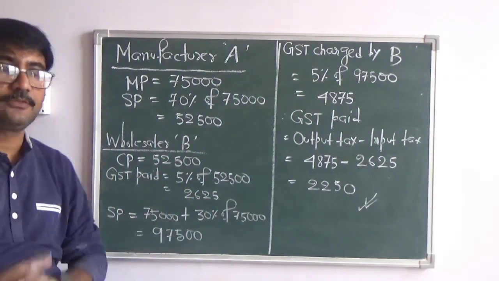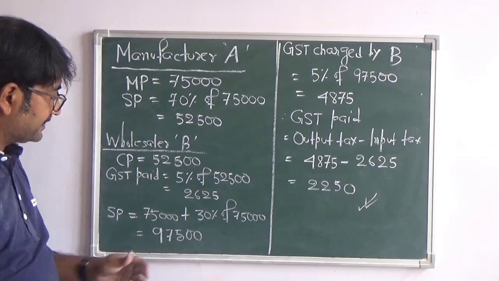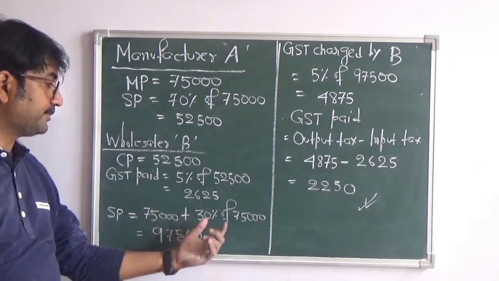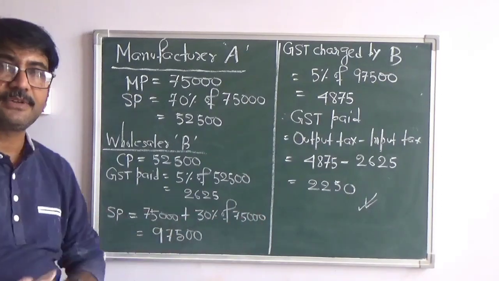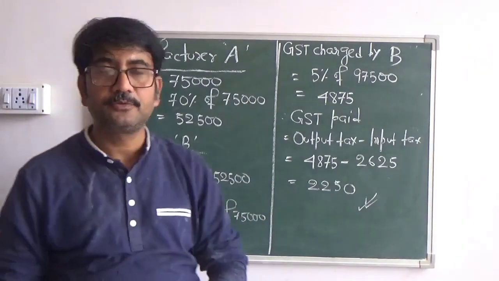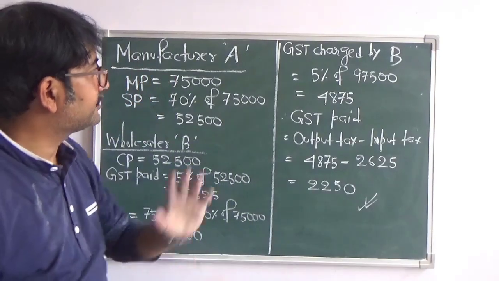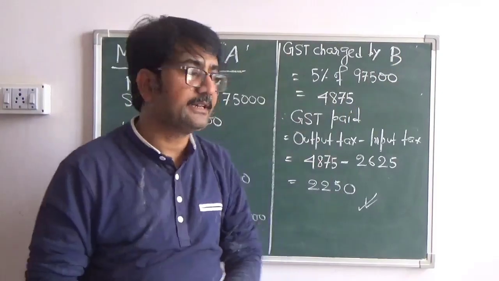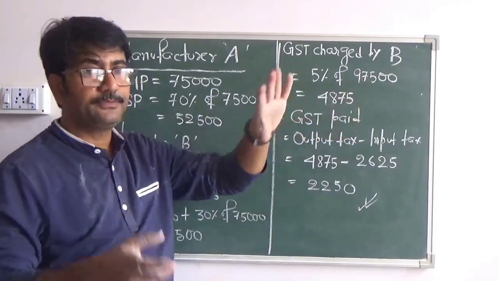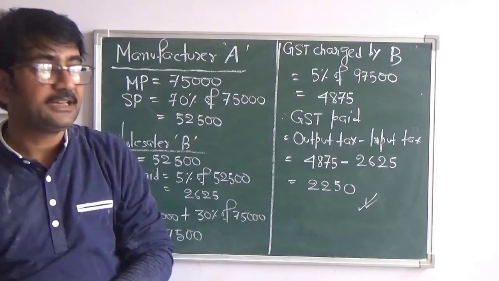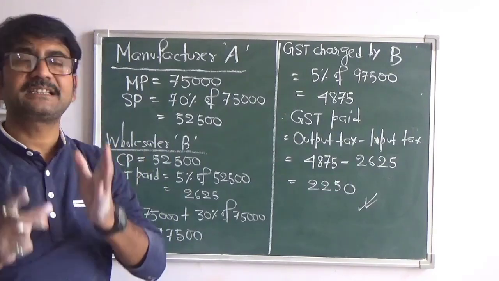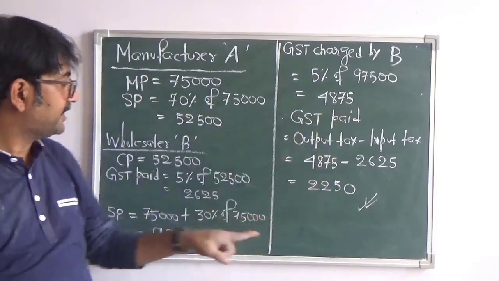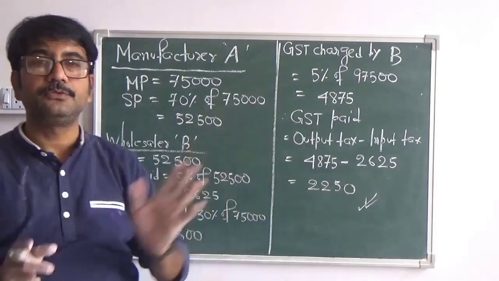Now he wants to sell it off, and he sells it at a price which is 30% above the market price. So that is 75,000 plus 30% of 75,000, coming to 97,500. When he is selling it off, he has to charge GST. So GST charged by B, that is 5% of 97,500, comes to 4875. Now finally, the amount of GST paid to the government will be equal to the output tax minus input tax, that is 4875, which is the output tax, minus the input tax 2625, coming to 2250.